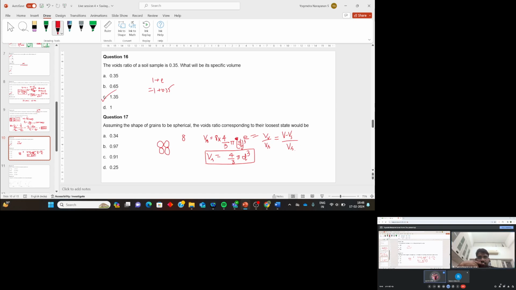4 by 3 pi r cube, where d by 2 comes, r by 2 comes. If you are speaking to yourself please mute it, if you want to say something you can say. Now what will be the total volume? This is the cube. So there will be 2 units attached here. So what will be the dimension of one side?